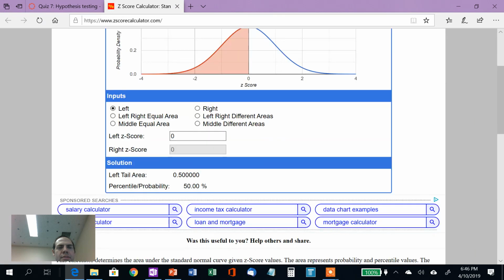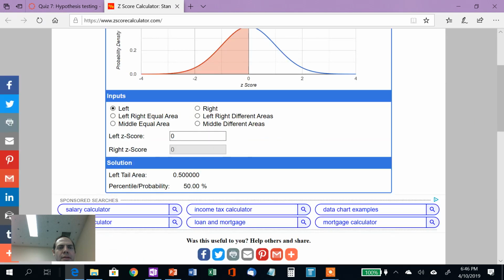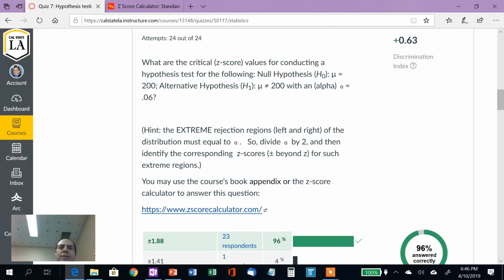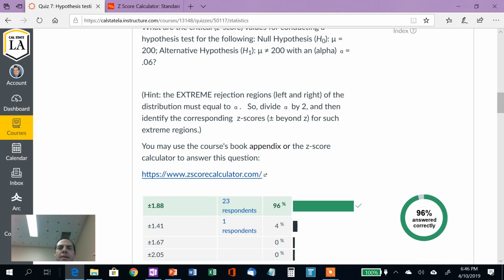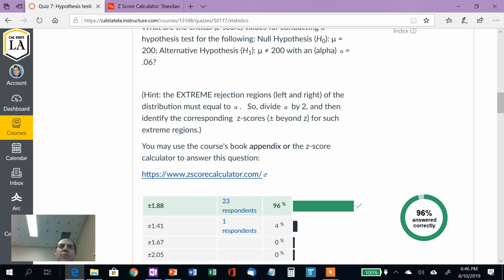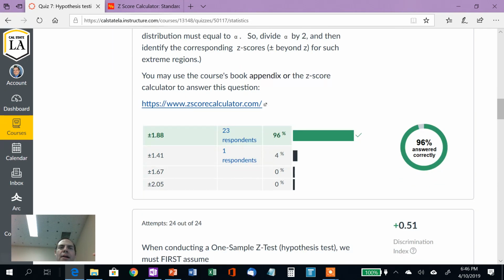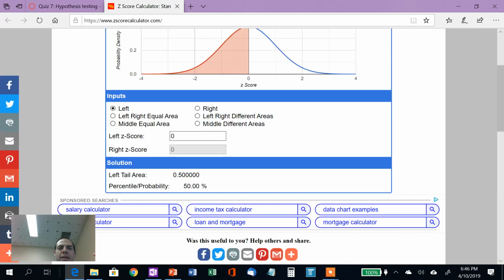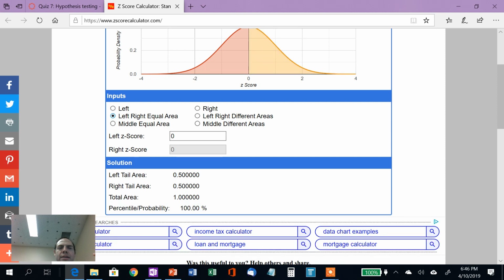So here we go. All right, so we want to get the area of both sides. So you want the area of both sides. So it's going to be negative and plus 1.88, or these other values. So you want to get left and right equal area. And then you type in the dash first, negative 1.88.